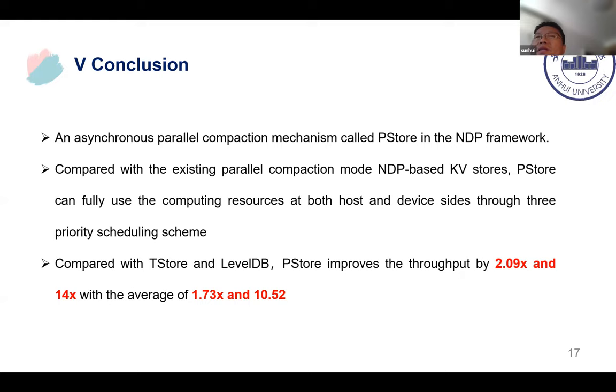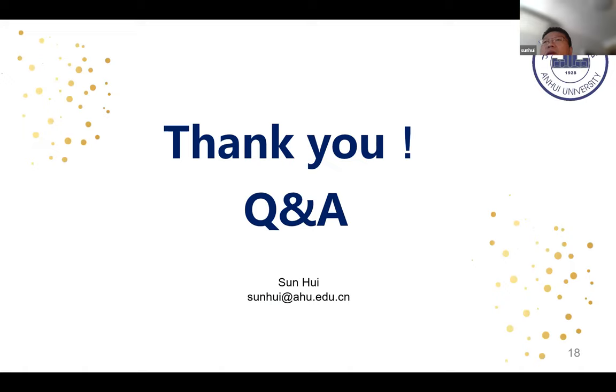Compared with TISOL and LevelDB, PISOL improved the throughput by 2.09 and averaged 1.73. Okay, thank you for listening.